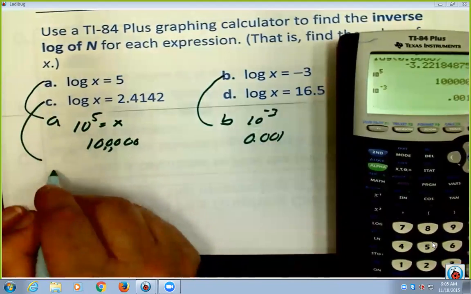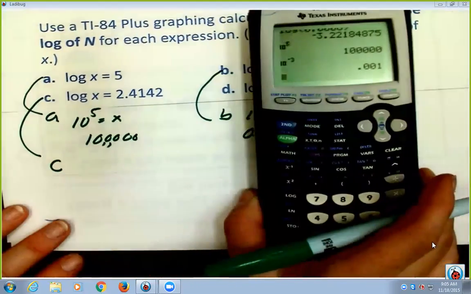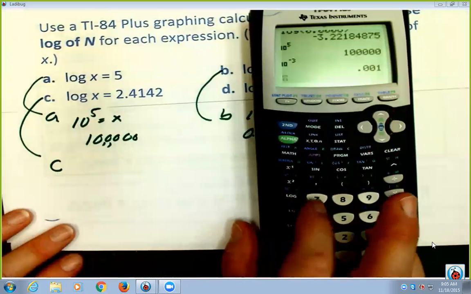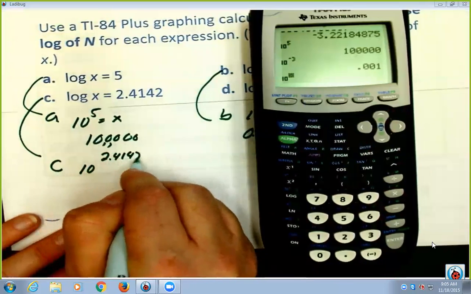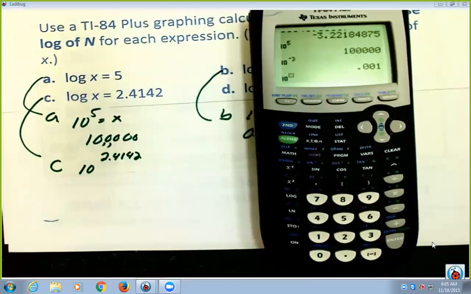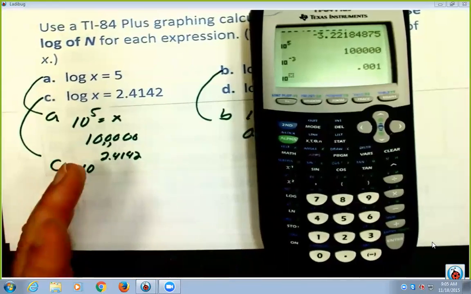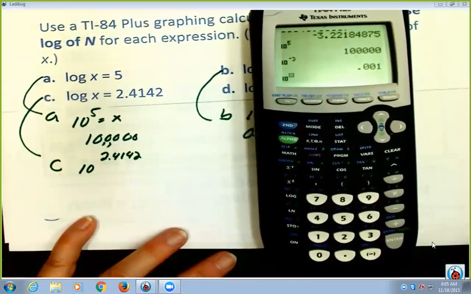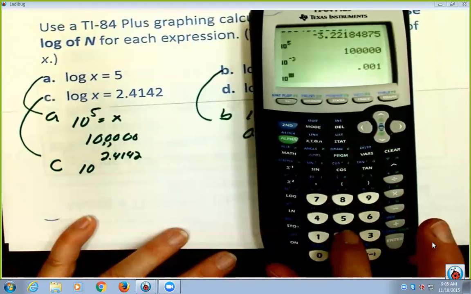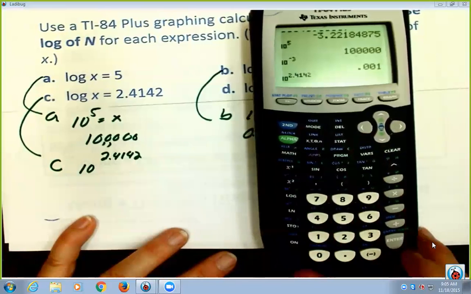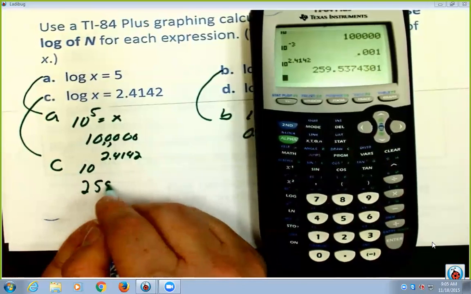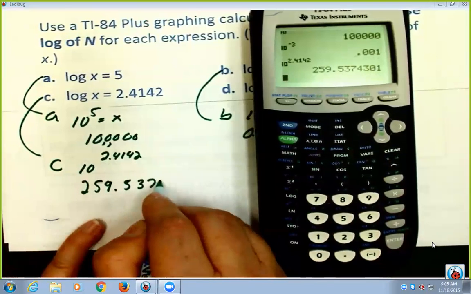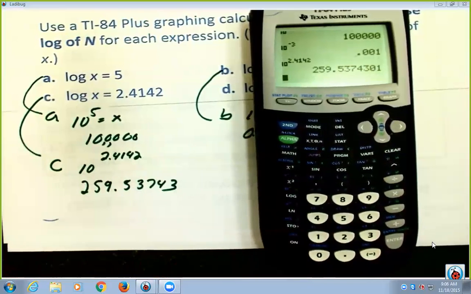And then C, second, log, because this is going to be 10 to the 2.4142 power. That I can't do in my head. We never had them this big when I was doing this by hand. Thank goodness. But with the calculators today, you can basically put in anything they so choose to make you put in there. So my answer to this is 259.53743 when I round that off.